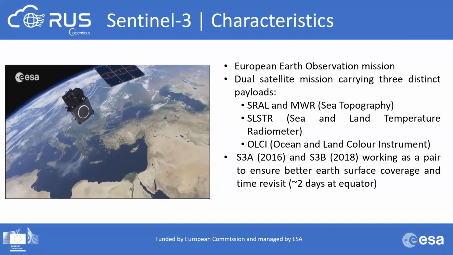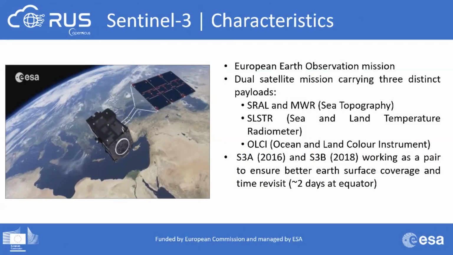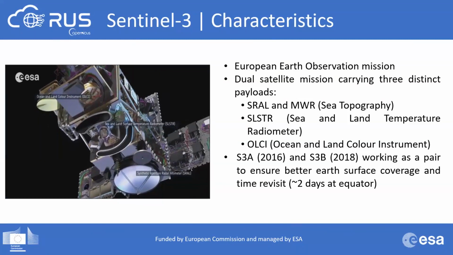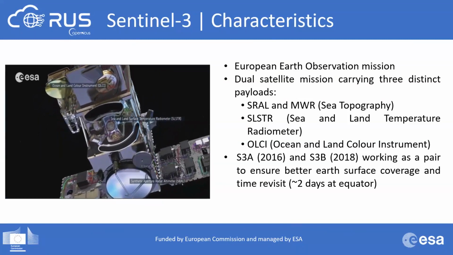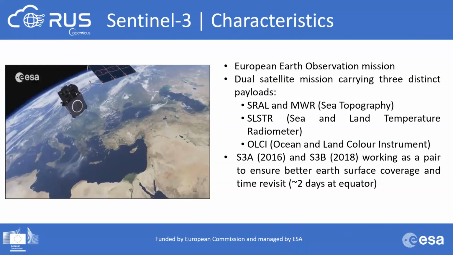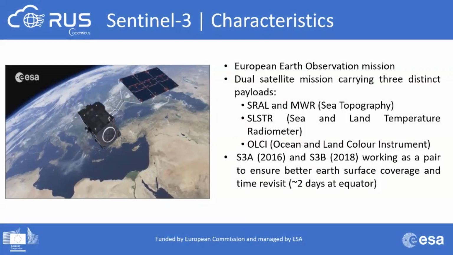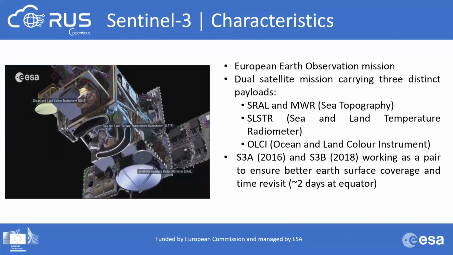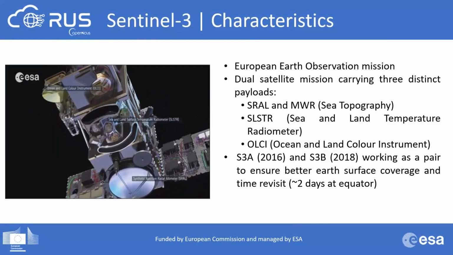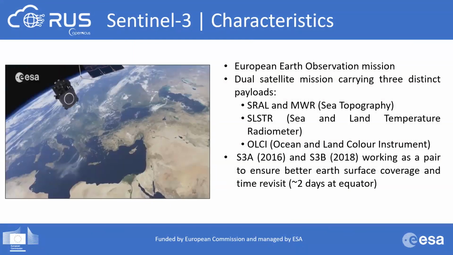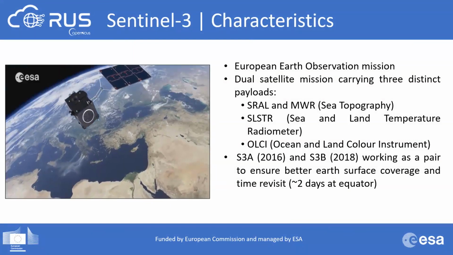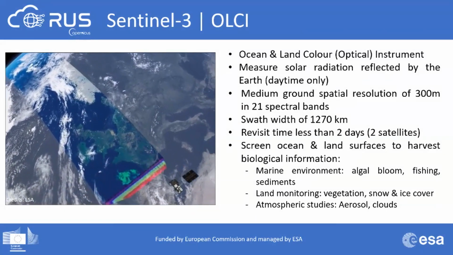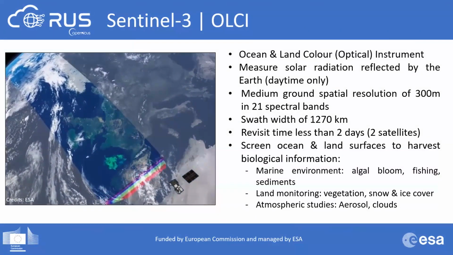So as I was saying, Sentinel-3 is a dual satellite mission made up of two different platforms. Sentinel-3A launched in 2016 and Sentinel-3B launched in 2018. Both satellites are identical and are working as a pair to ensure better Earth surface coverage and time revisits. So now, more information about the different Sentinel-3 payloads.